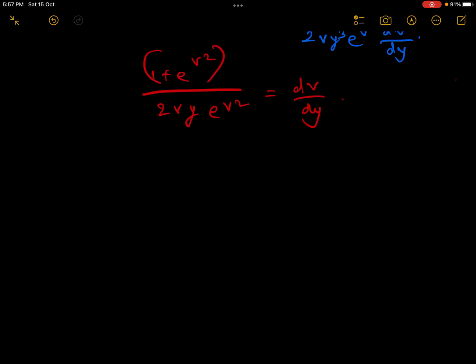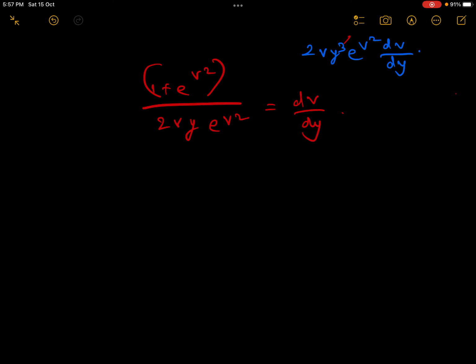So we have to separate the variable, no? This y term is there. So 1 upon y dy. Okay, it's back. This is the variable separation method. 2v e^(v square) upon 1 plus e^(v square) dv. Okay, our favorite formula appears again.